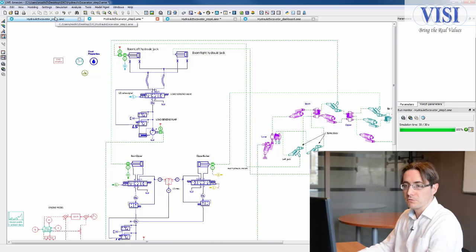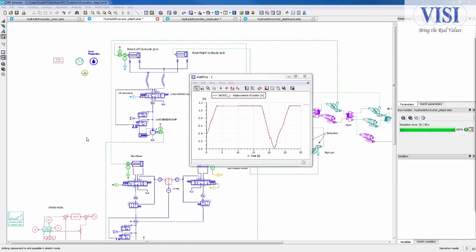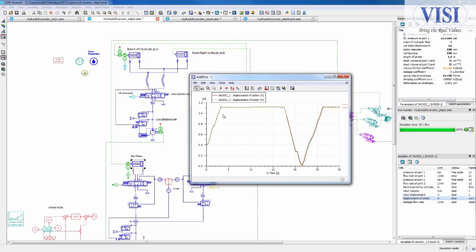So now let's compare the results of the simplified model with the initial one. First we compare the results of the simulation. Of course, the modification in the parameterization should not impact the result of the simulation. Here we compare the displacement of the dipper cylinder between the initial model and the simplified model. We see that we have limited modification in terms of results. It's up to the engineer to understand if this modification is acceptable or not.